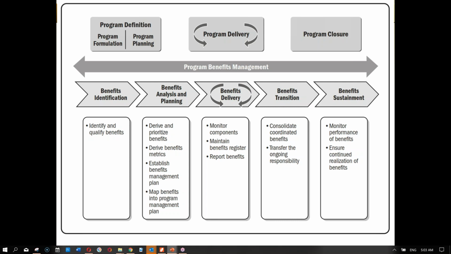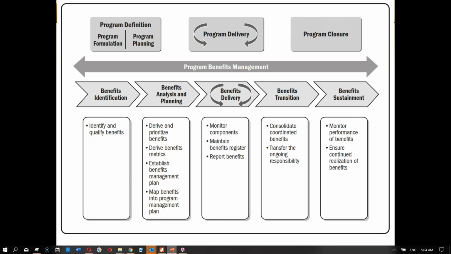First, we identify the benefits, then we do in-depth analysis and planning of the benefits, which ultimately results in the benefit management plan. Then we go into the delivery of benefits component by component. The projects, sub-programs, or other work within the program are delivered one after the other. This is called benefit delivery, which deals with the component level.